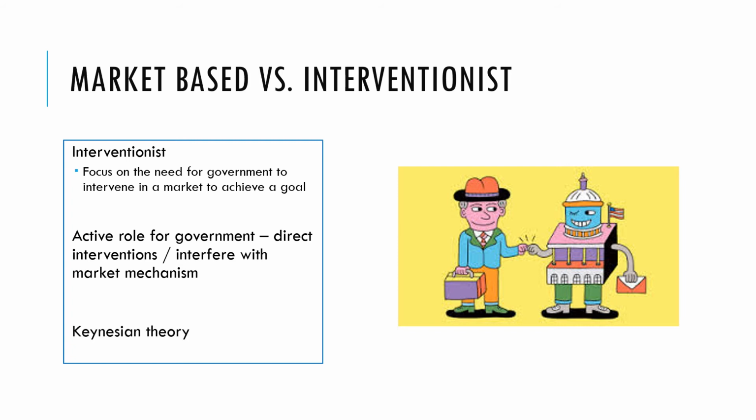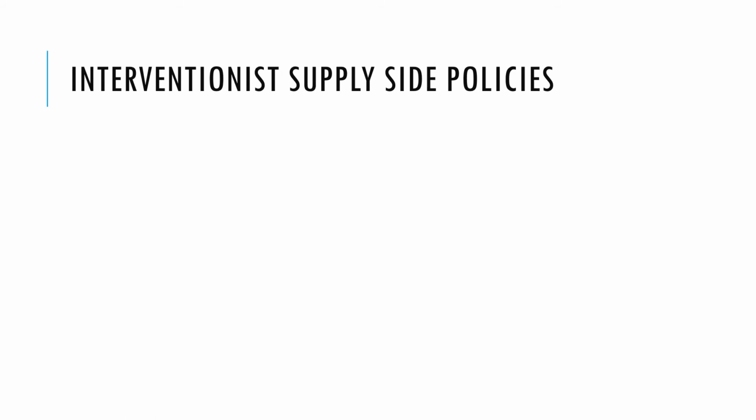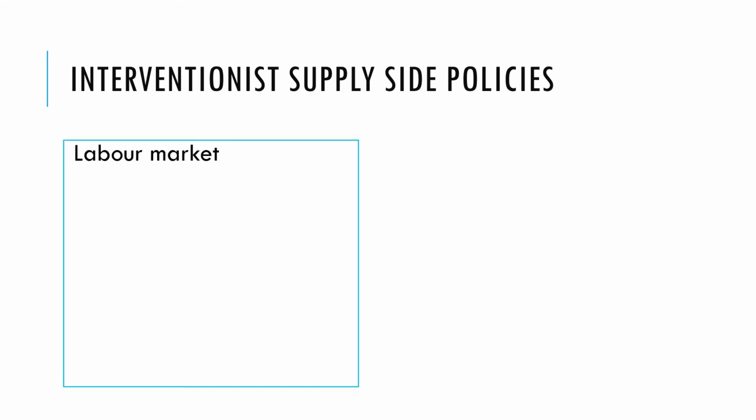So this would be more consistent with the Keynesian theory of economics, or this would be considered a more Keynesian approach. And as such, this would be the diagram we would use to illustrate a long-run aggregate supply curve under the Keynesian philosophy, or the Keynesian model of how the economy works. So again, we can split them into our three categories. In terms of the labour market, these would be more interventionist approaches that would encourage firms to produce more.